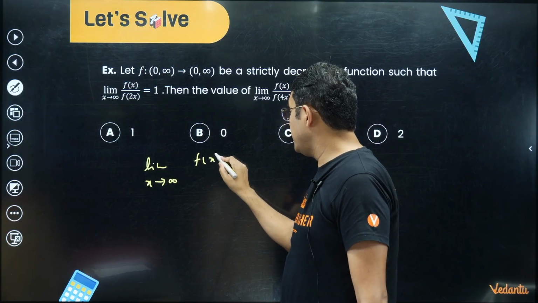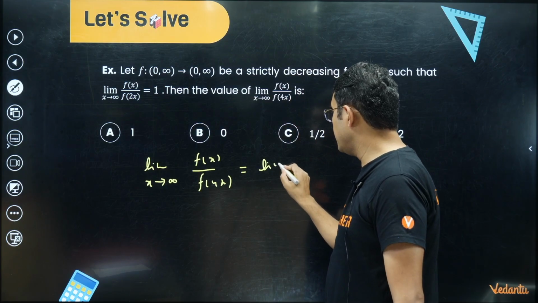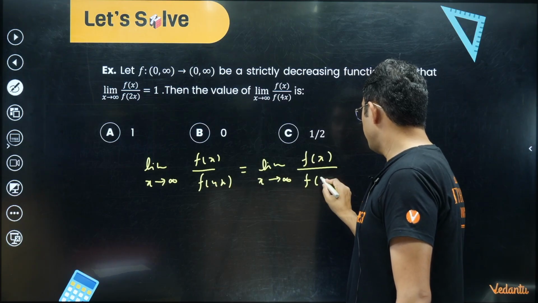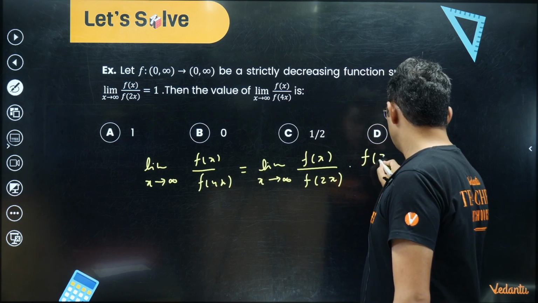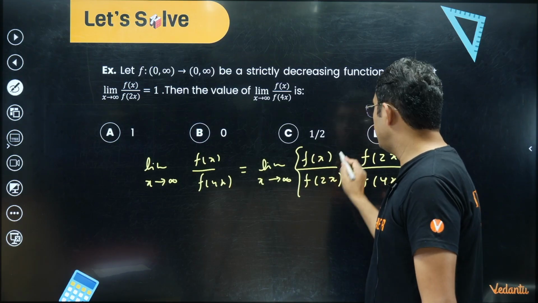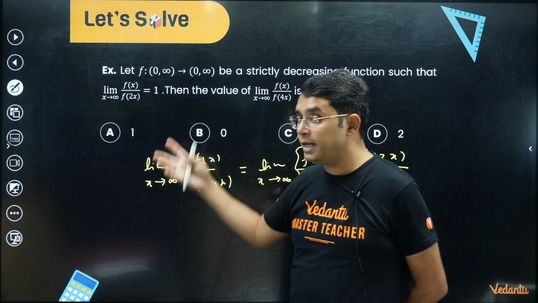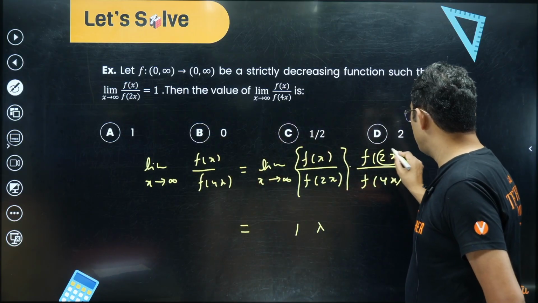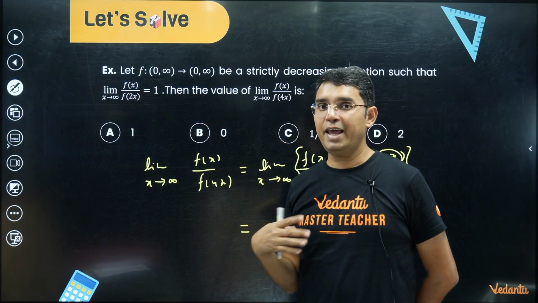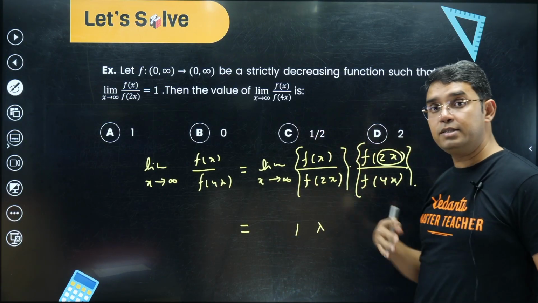So for this limit f x upon f of 4x, I can write this as limit x tending to infinity f x upon f of 2x into f of 2x upon f of 4x. Now this limit, we know it is 1. Now dear students, I think you will understand, as x tending to infinity, 2x is also tending to infinity. So this is also actually the same function here, because when x is tending to infinity, you cannot say that x is tending to infinity, but 2x is tending to double infinity.